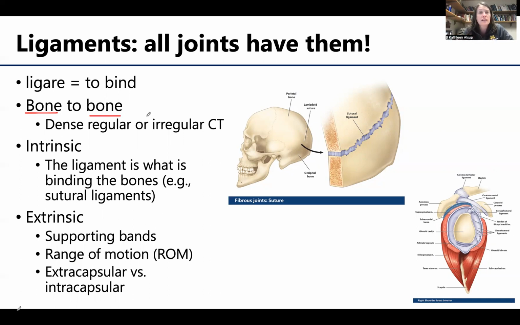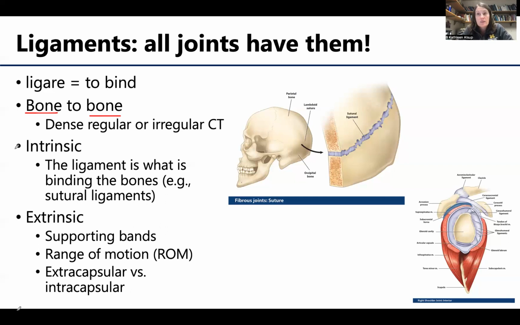And these ligaments are going to be composed of dense regular or irregular connective tissue, dependent on the specific ligament. And there's lots of different classification schemes for ligaments. That comes up a lot. Classification schemes, everybody loves them. Everybody has their own. But really what we're going to use are intrinsic ligaments and extrinsic ligaments.